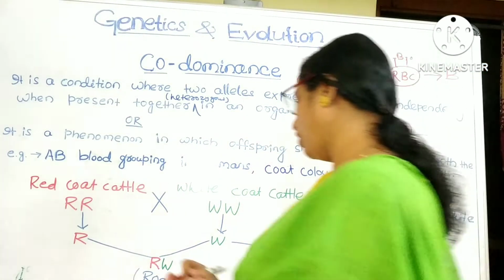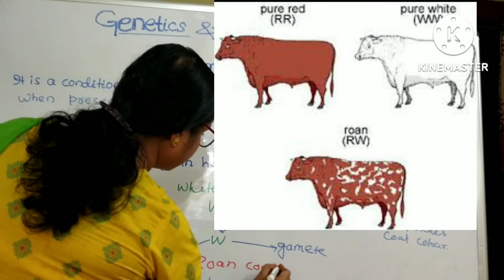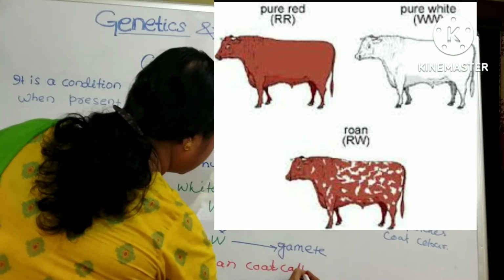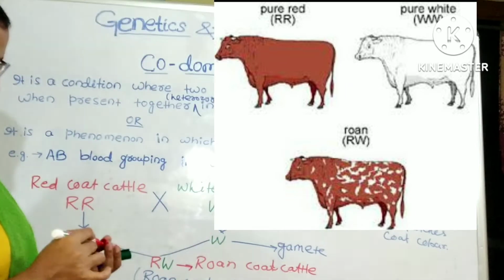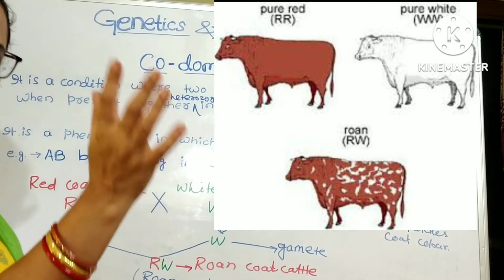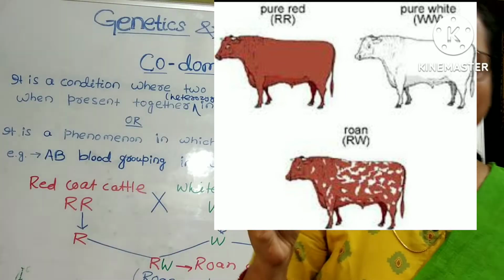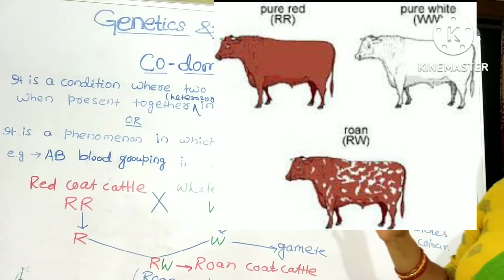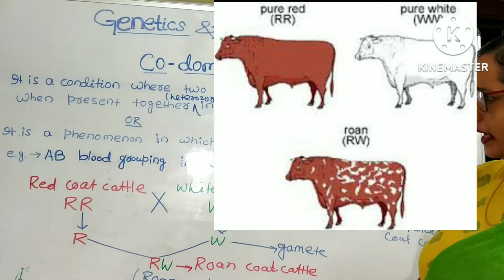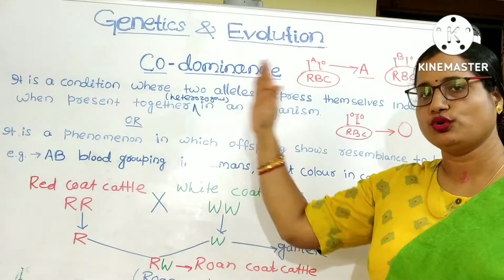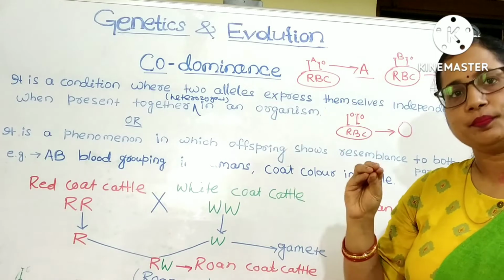Roan is the color that is red plus white patches. In the F1 progeny, both the coat colors will express. Roan means white and red color patches. It is the phenomenon of codominance, where the F1 progeny resembles both the parents.